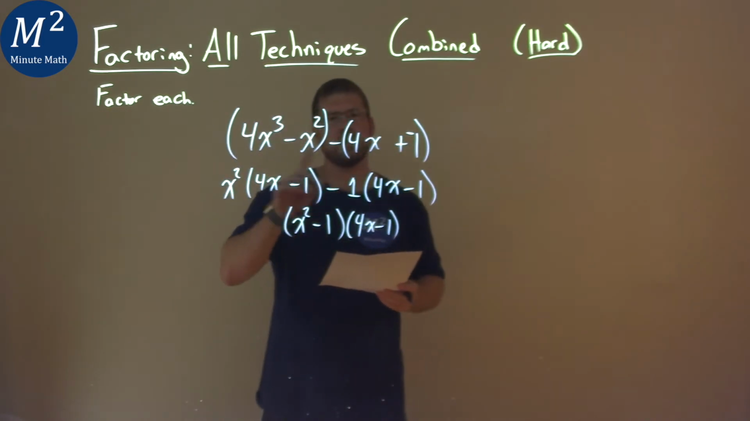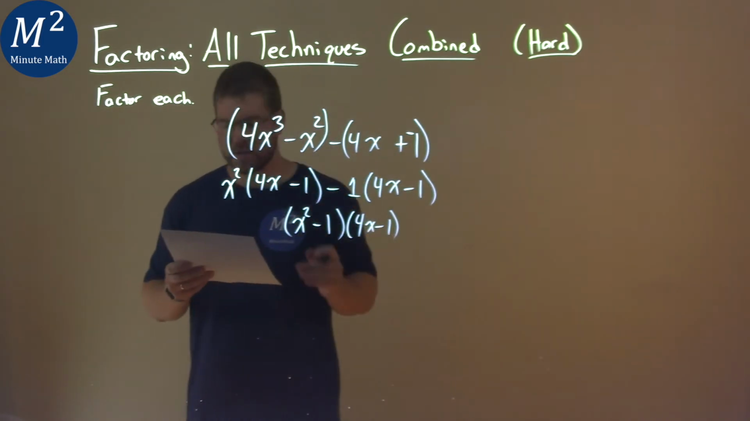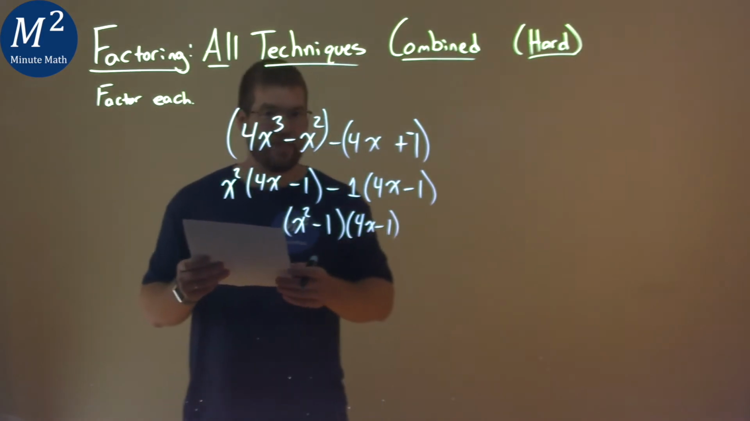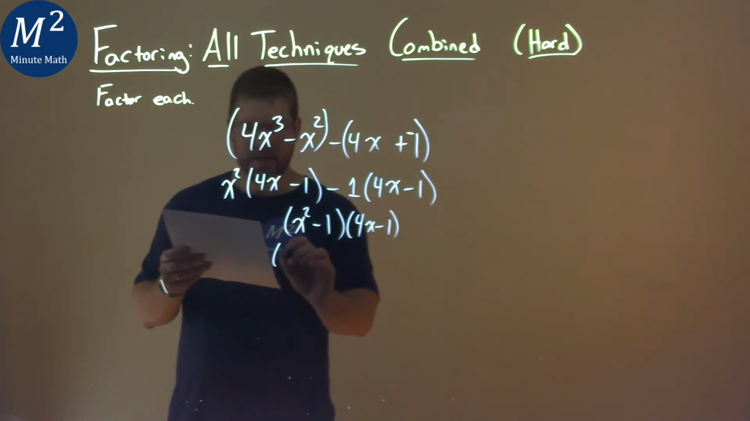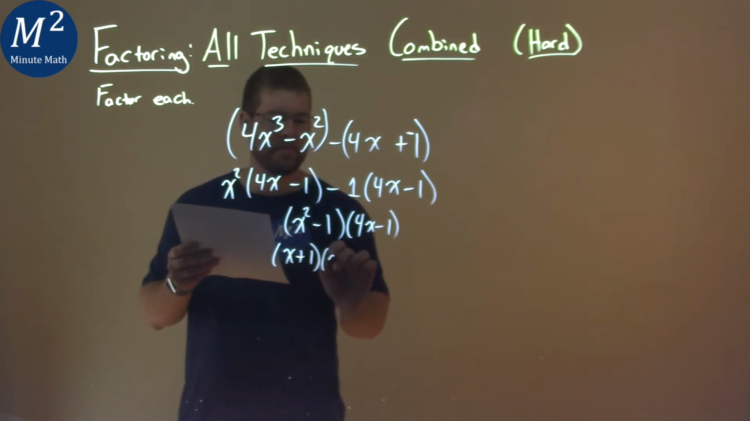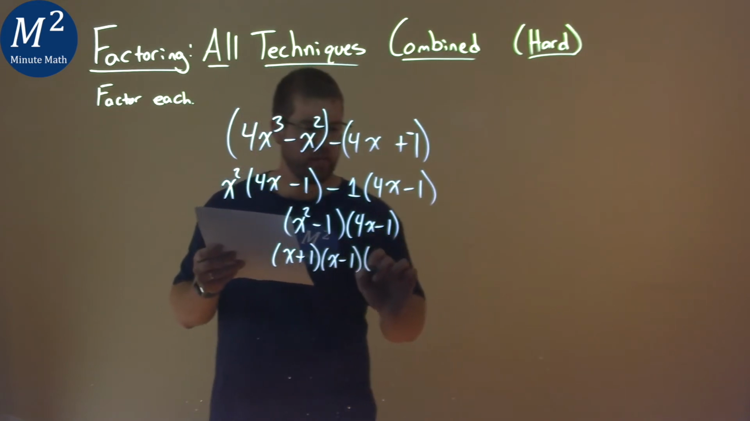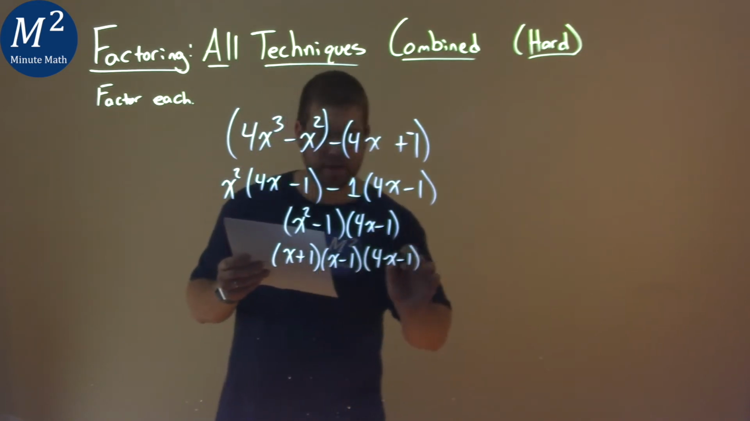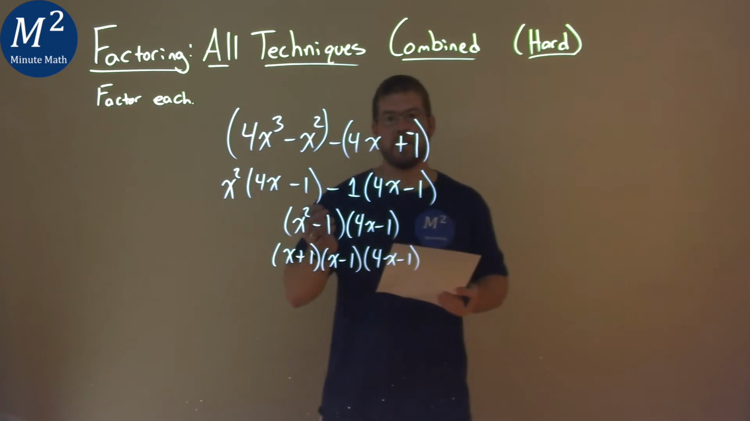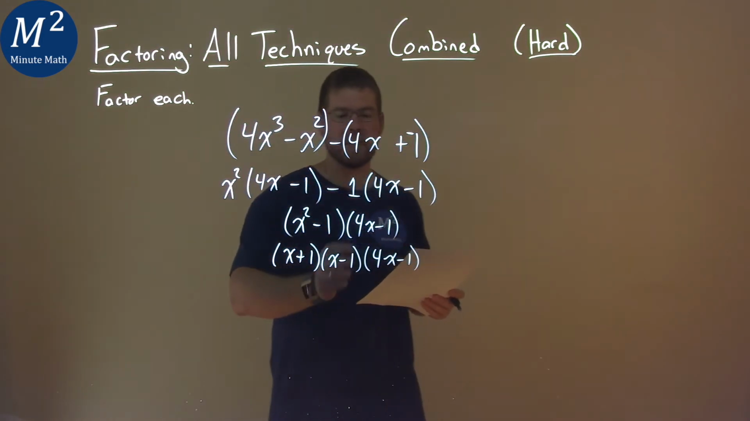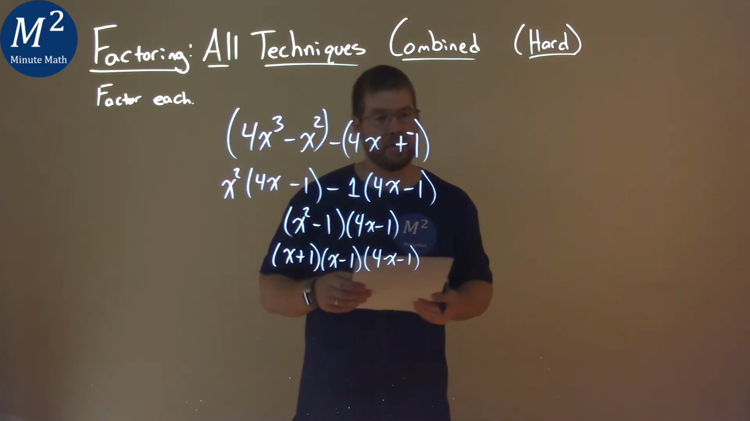But be careful, we're not done. X squared minus 1 can factor as well. That comes out to be an x plus 1 times an x minus 1. Bring down the 4x minus 1 here. And there we have it, our final answer. X plus 1 times x minus 1 times 4x minus 1.